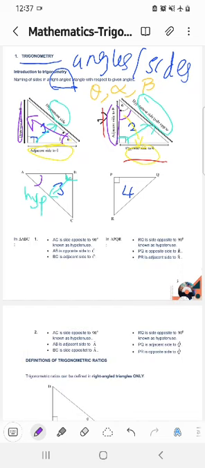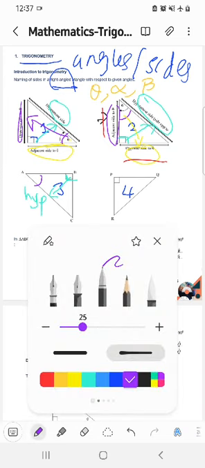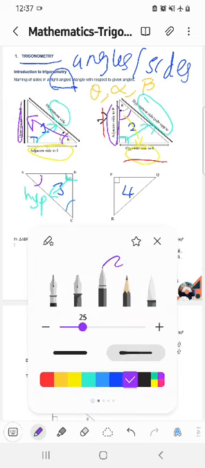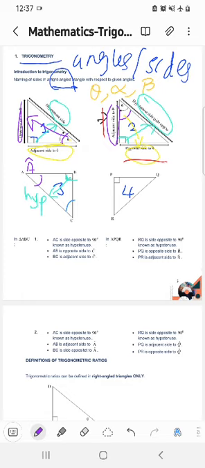This corner here is angle A, then this corner here is angle C, and this corner here, the other one, the hypotenuse one, is angle B. So we'll just call the angle inside here angle A. We use that arrow and a capital letter to show that it is an angle.